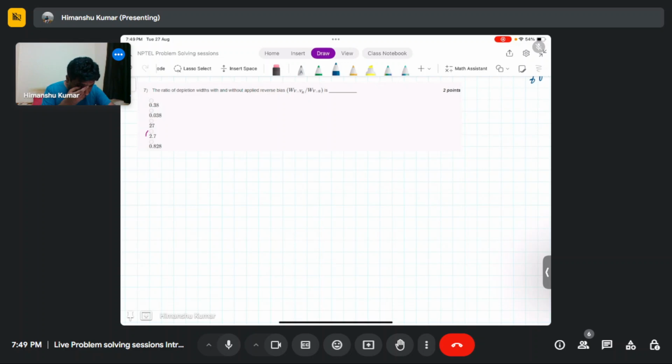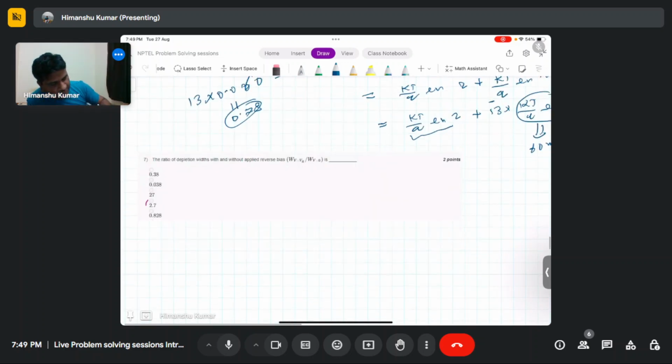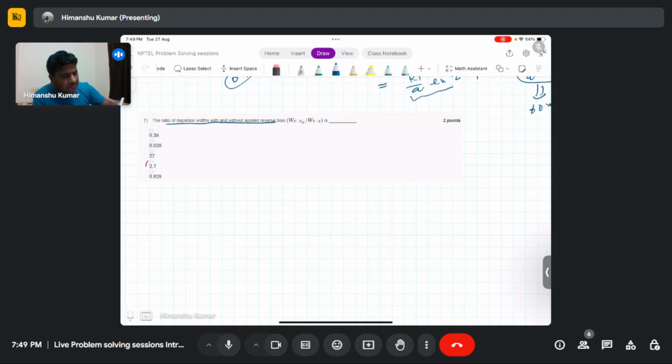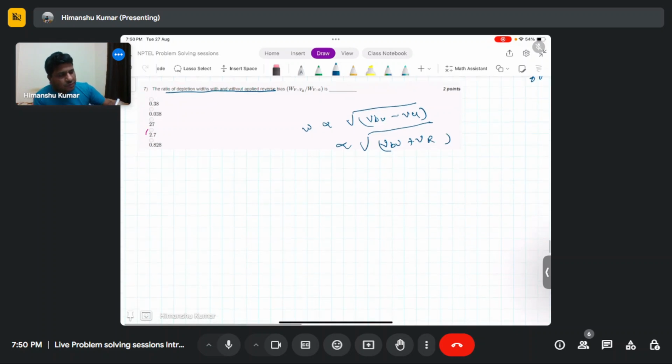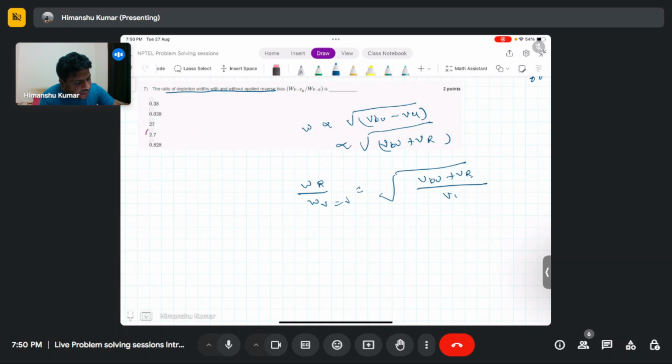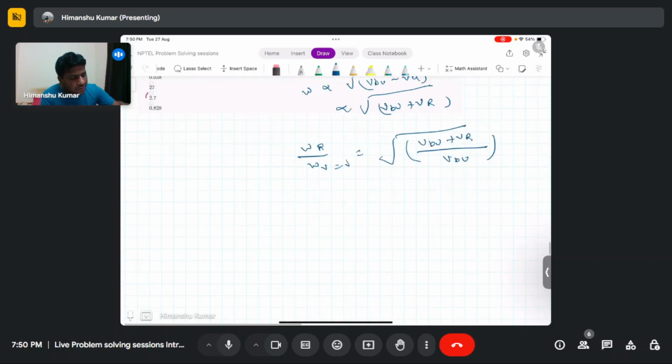So now, the ratio of depletion width with and without applied reverse bias. Basically, depletion width W is directly proportional to the square root of VBI minus V applied, which will equal VBI plus the reverse voltage. So the depletion width with applied reverse bias divided by the depletion width at zero bias equals the square root of, you can take the ratio, VBI plus VR divided by VBI.